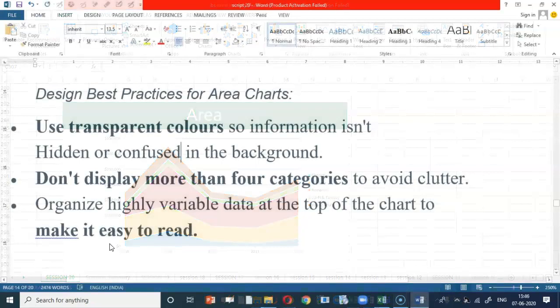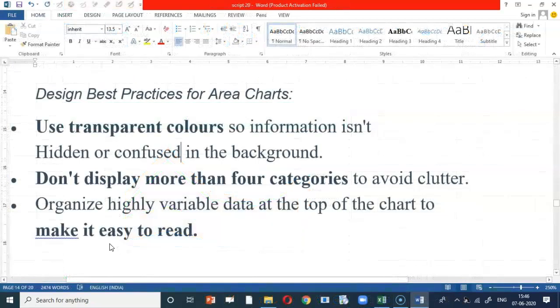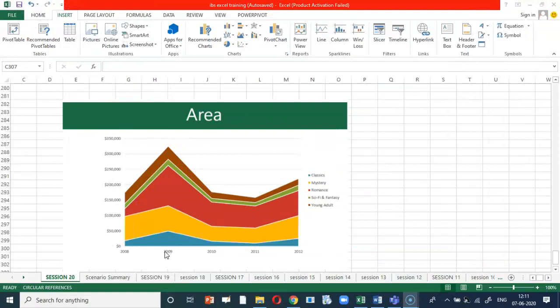The best practice for area chart would be: use transparent colors so information isn't lost in the background. Don't display more than 4 categories to avoid clutter, and organize highly variable data at the top of the chart to make it easy to read.